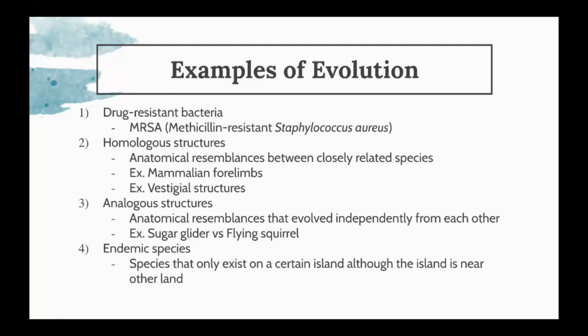And the last example of evolution is endemic species, the species that can only exist on a certain island or land area, although the island is going to be near other land. The reason for this is because that island is going to have its own special habitat. So although that island is near other land with different habitats, we're going to see species that only survive on the island because they're only adapted to that island's specific habitat.